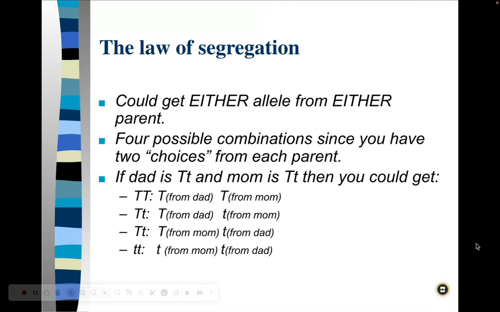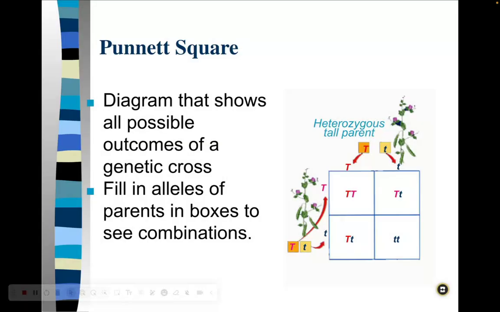And then there's more information about the law of segregation. You could get either allele from either parent. There are 4 possible combinations since you have 2 choices from each parent. If dad is capital T, lowercase t, and mom is capital T, lowercase t, then these are all the combinations you could get. And there's a way to figure out and predict what combinations parents may pass on to offspring through Punnett squares. So a Punnett square is a diagram that shows all the possible outcomes of a genetic cross. Okay?